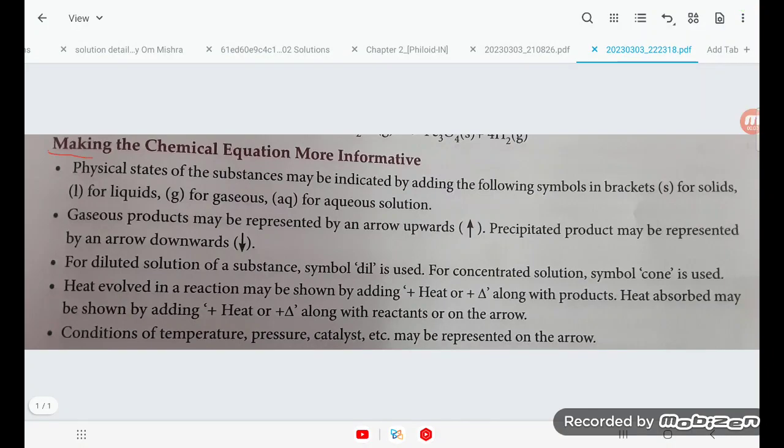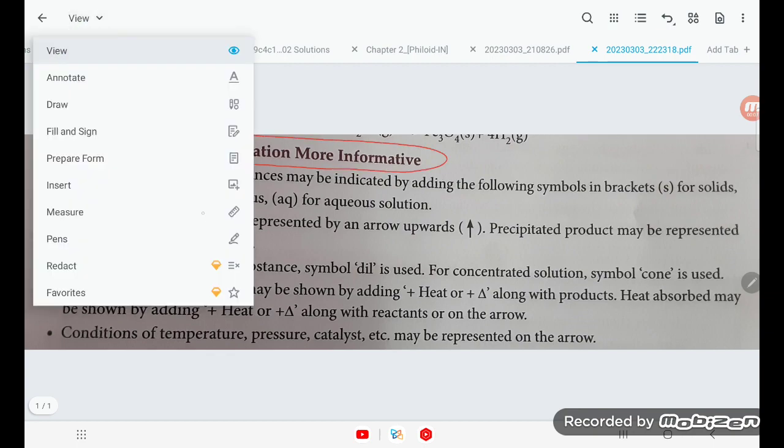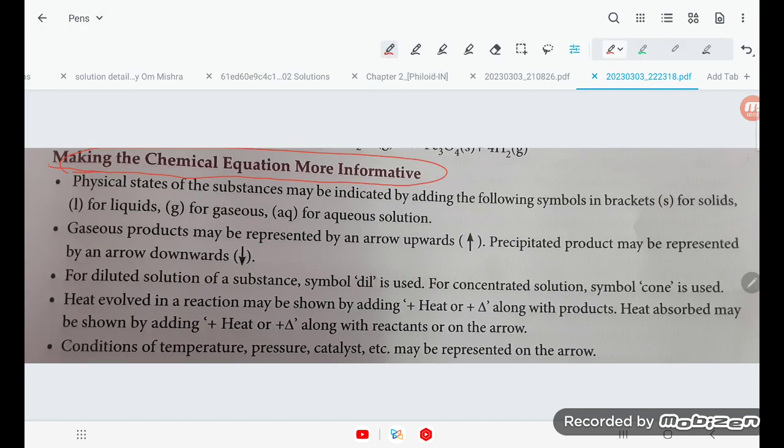Let's see the problem, student. What the problem here you can find, making the chemical equation more informative. How can you make any chemical reaction more informative, student?